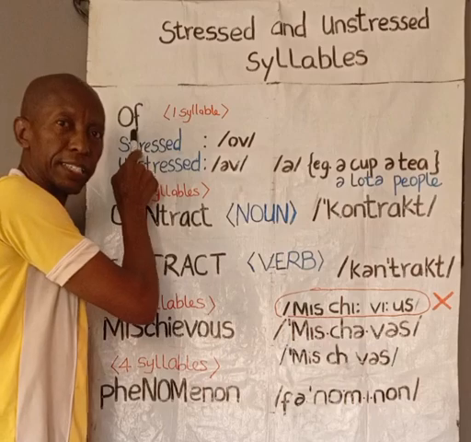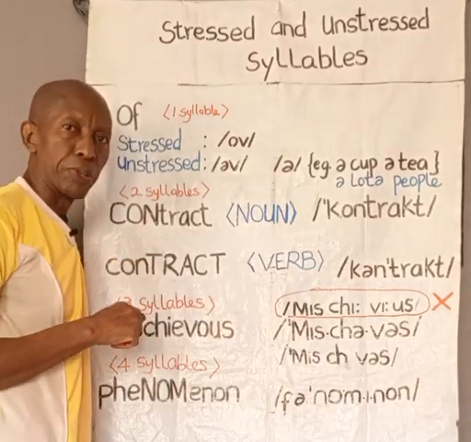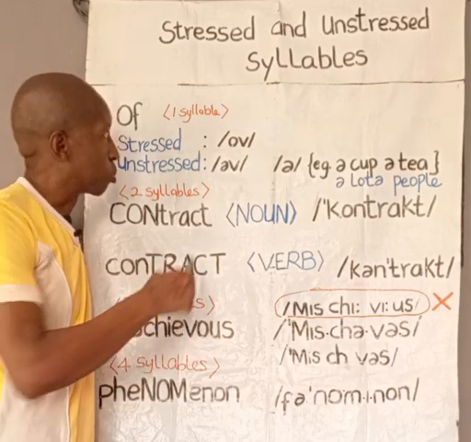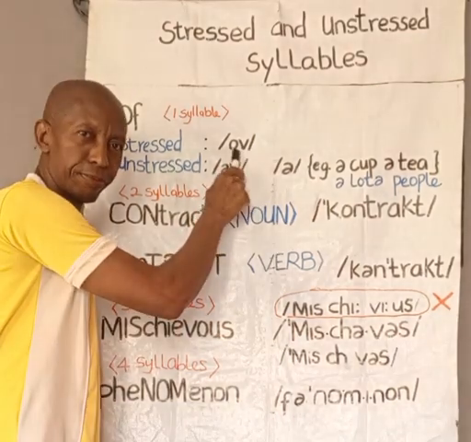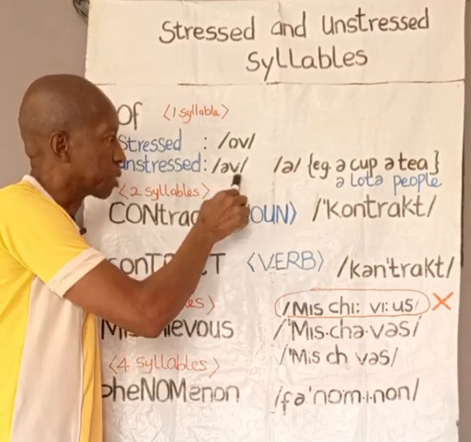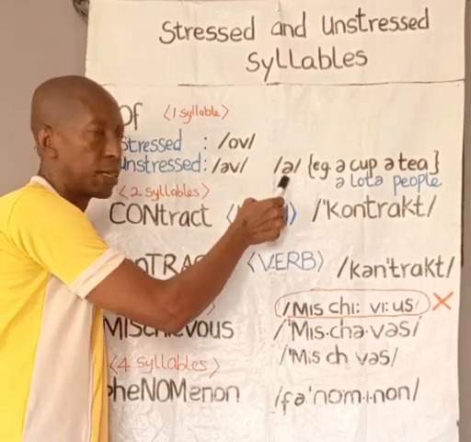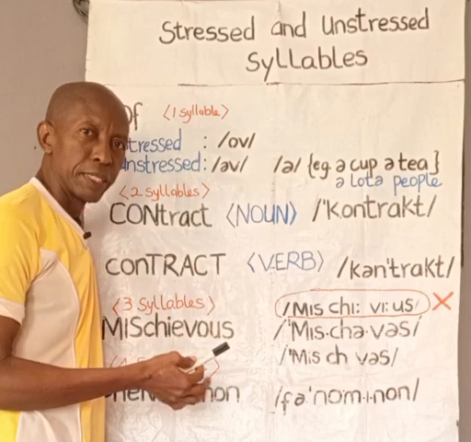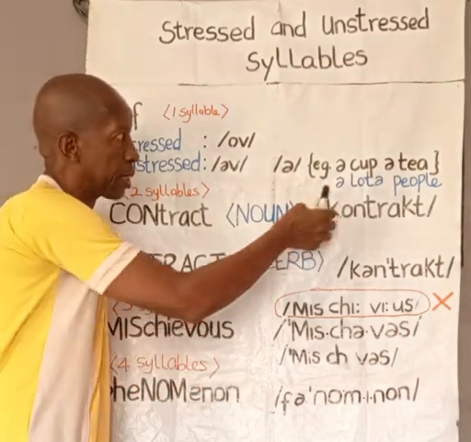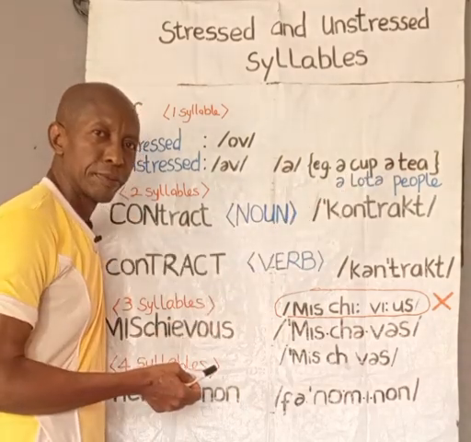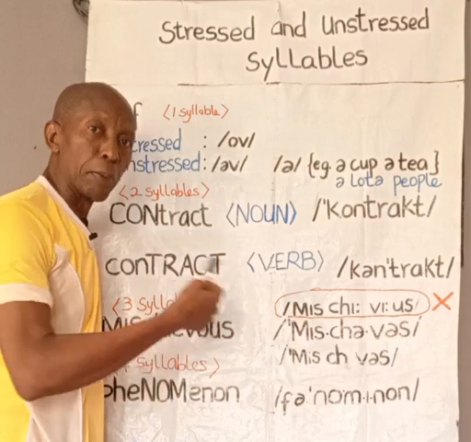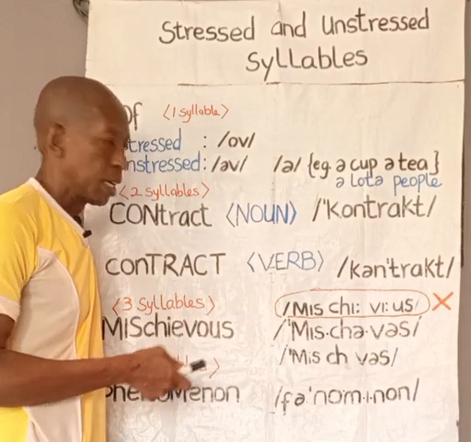Take a look at this word here. It is a 2-letter word. It has 1 syllable. When stressed, it is pronounced like this, "of." When unstressed, it is pronounced this way, "uv" (schwa), a short sound. When put in a sentence, most of the time it makes a short sound. For example, a cup of tea, or a lot of people. So it becomes schwa in a sentence.